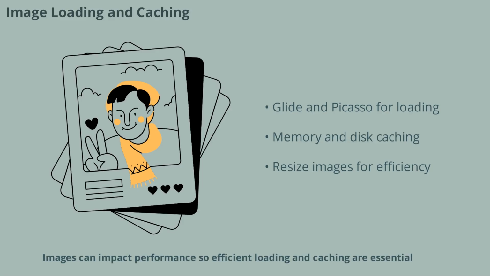Images can impact performance, so efficient loading and caching are essential. Libraries like Glide and Picasso handle image loading, caching, resizing, and transformation. In-memory caching quickly displays recently used images, while disk caching stores images that don't change often. Show placeholders during loading and error images if loading fails. Resize or downsample images to save memory, ensuring your app loads images efficiently without excessive resource use.